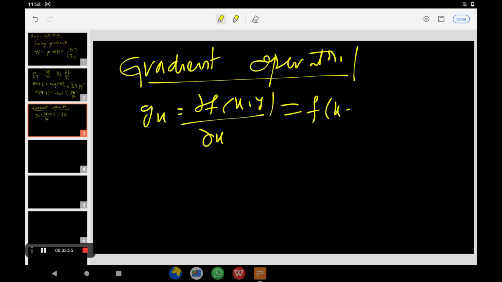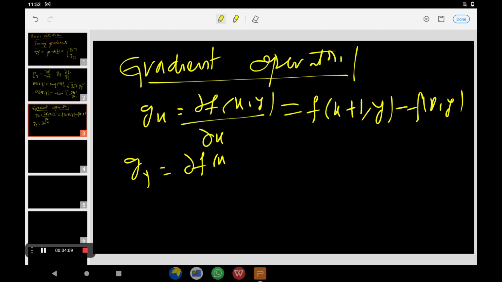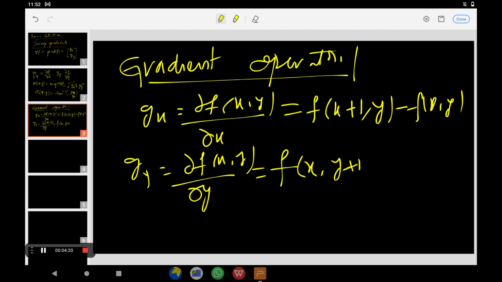Therefore, because it is the x direction, gx is f of x plus 1 comma y minus f of x comma y. This is the first derivative. At the same time, gy is for the y direction, that is equal to dou f of x comma y by dou y. Here x is a constant and y is a variable. Therefore, gy is f of x comma y plus 1, the next value, minus the previous value f of x comma y. These are the gradient operators.